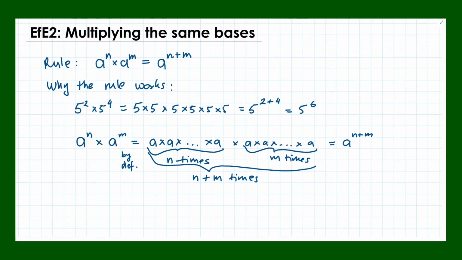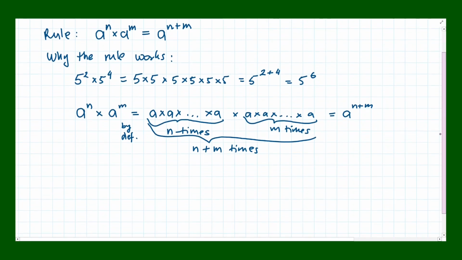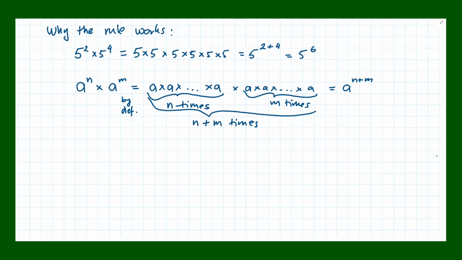Remember, if you multiply the same number together a given number of times, the shorthand notation for that is a to the n plus m. So we're repeatedly multiplying the same bases together n and m times. So hopefully this makes some sense. Okay, so let's have a look at some examples of how to apply this rule.